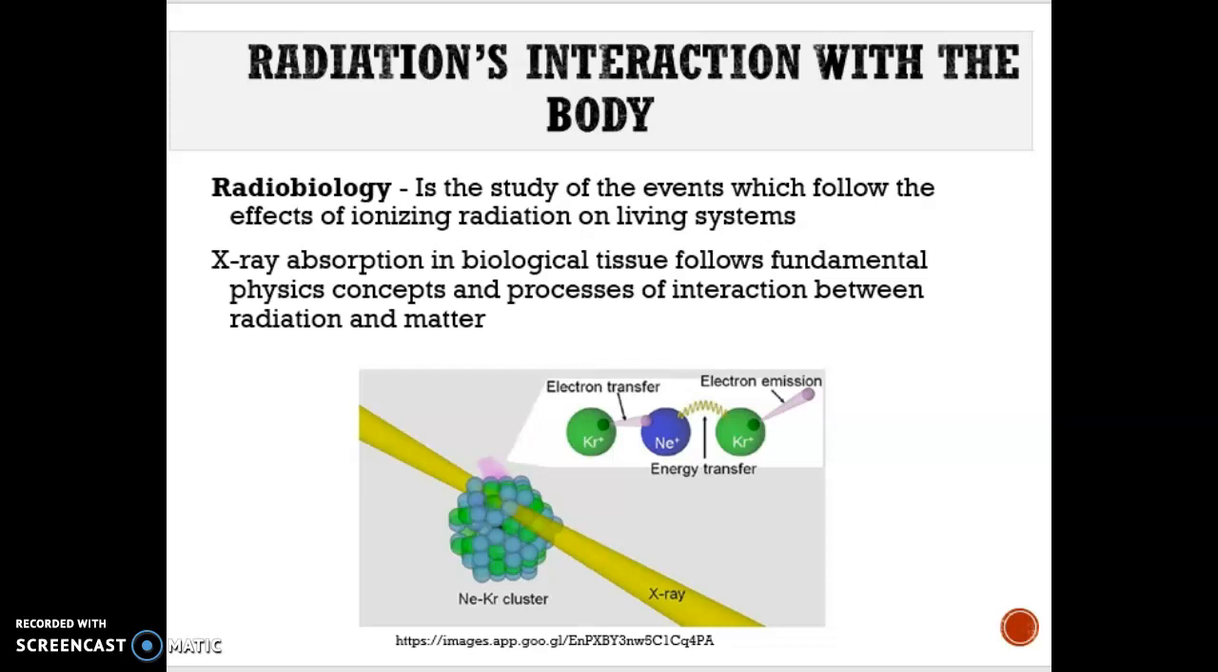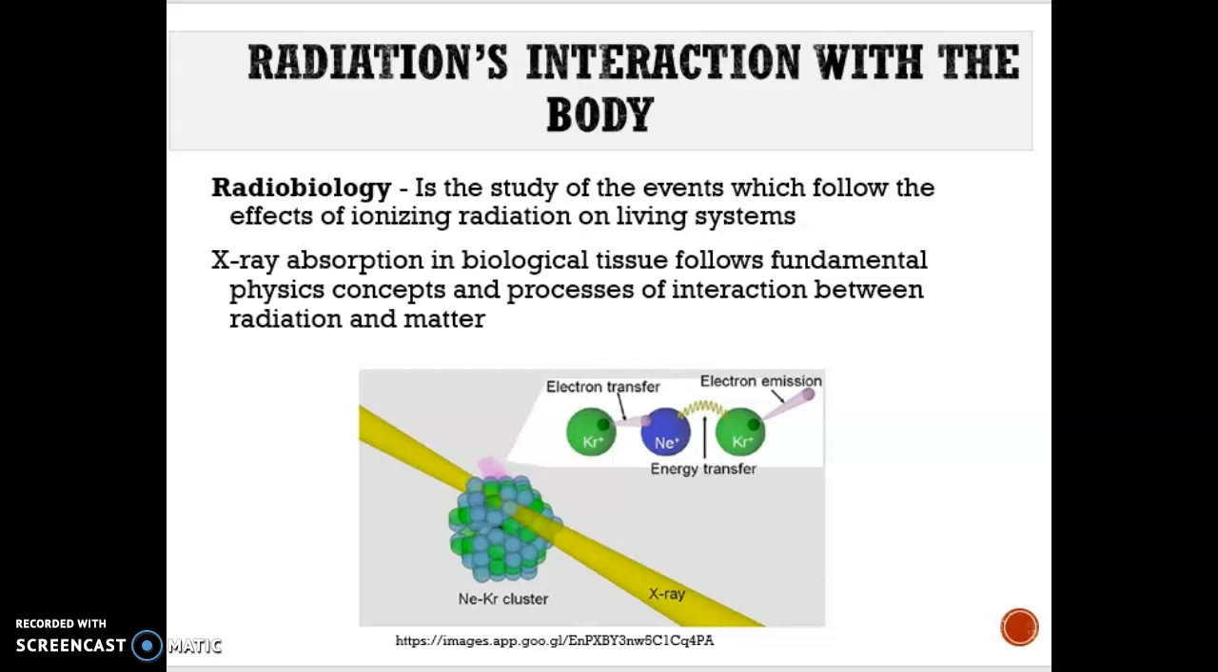So this course is named Radiation Protection and Radiobiology. So what does radiobiology really mean? It is the study of the effects of ionizing radiation on living systems. X-ray absorption is an example. X-ray absorption in biological tissue follows fundamental physics concepts and processes of interaction between radiation and matter.